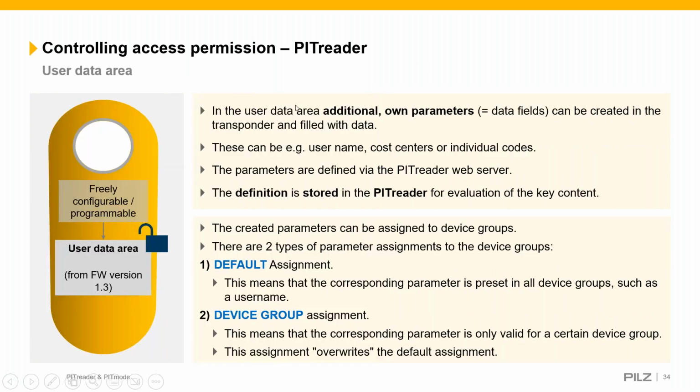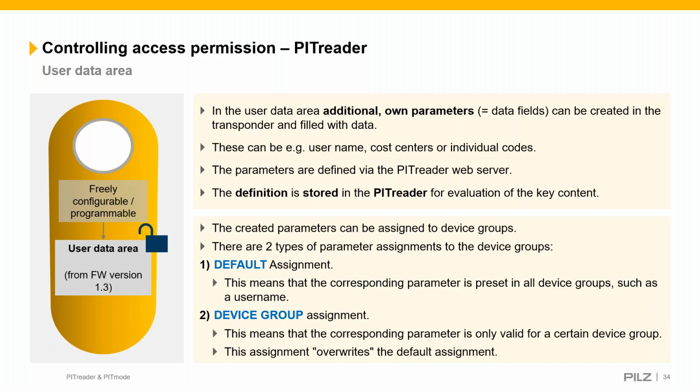In the user data area, additional parameters of your own can be created in the transponder and filled with data. These can be a username, a cost center, individual codes, email addresses, etc. The parameters are defined by the PIP reader web server. The definition is stored in the PIP reader for evaluation of key content. The created parameters can be assigned to device groups.